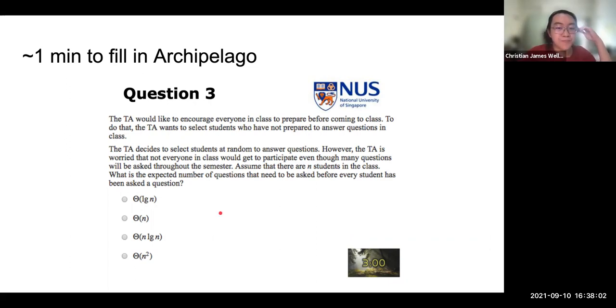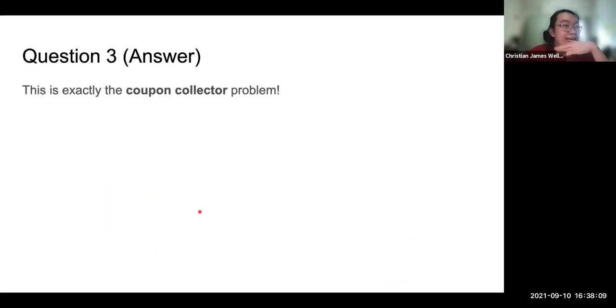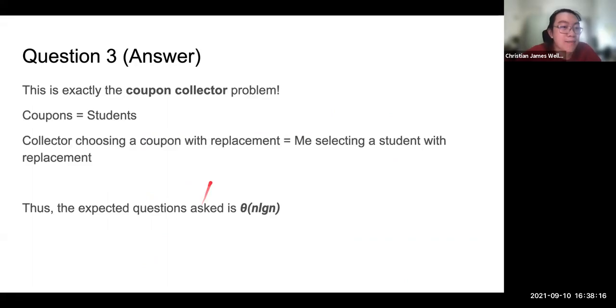Hopefully you okay. So there are actually a couple of theta n as the answer. But I want to mention that this is actually exactly the coupon collector problem if you think about it. Why? Because you can think of the students as the coupons. I am trying to choose the students with replacement. So that is kind of like me wanting to get the coupon.